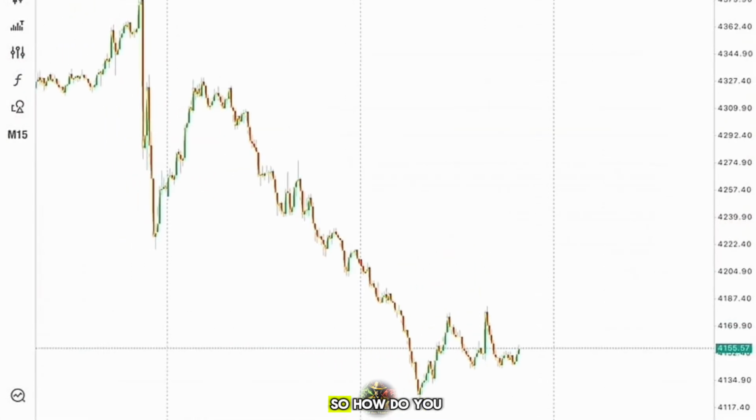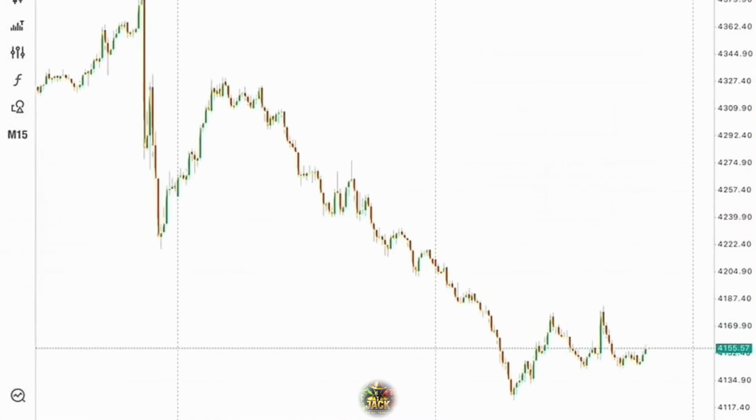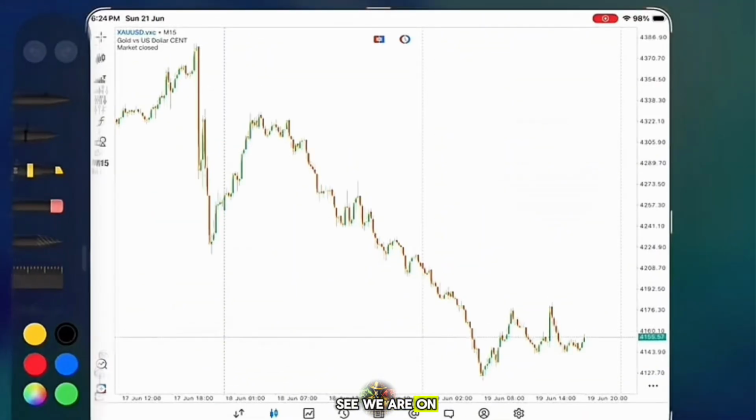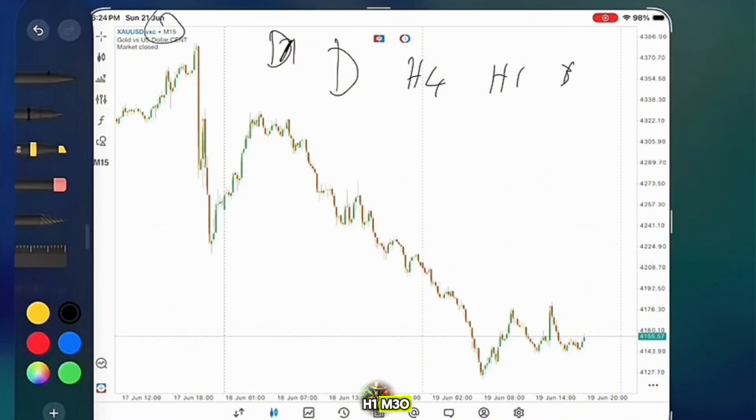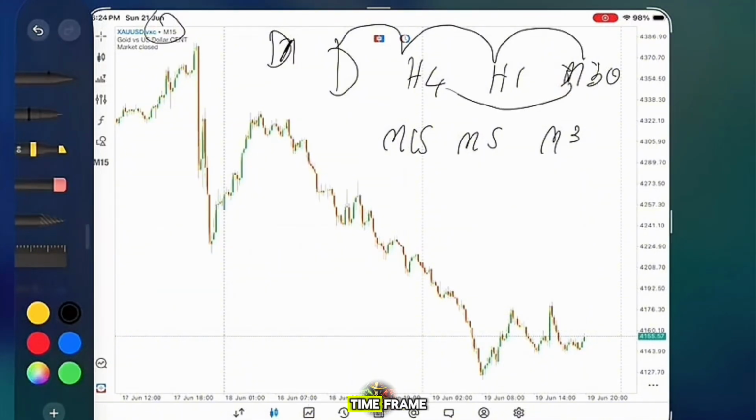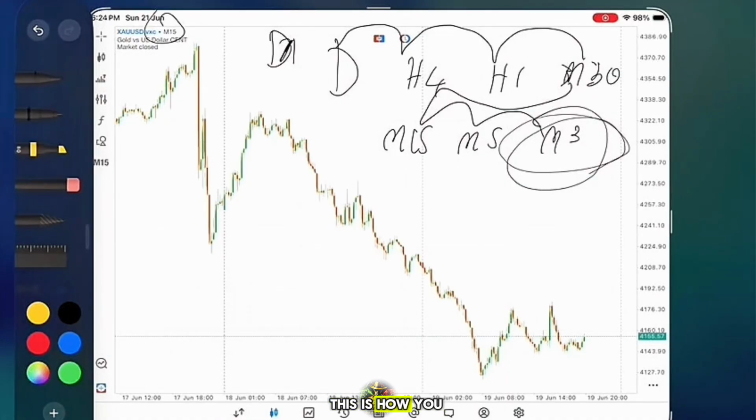How do you identify the trend? See, we are on the M15 time frame. You can use any time frame. I recommend go to daily, then H4, H1, M30, M15, M5, then lastly M3. This is what we call multi-time frame. You drop from each and every time frame until you find your entry at M3. This is how you know the trend.